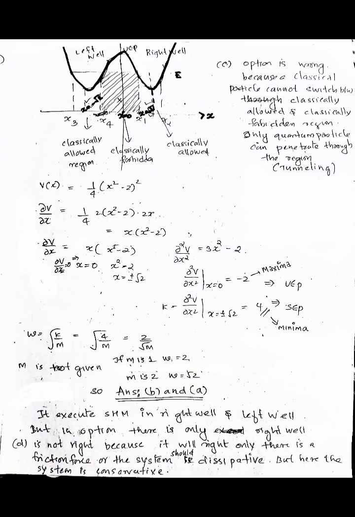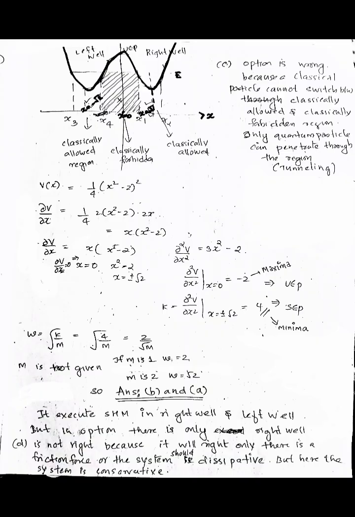So if we take the value of m as 1, we get omega as 2. And if we take the value of m as 2, then omega is equal to square root of 2. So both options can be possible, that is, option A and option B are right, because it executes SHM in the right well and left well. But the option only mentions the right well, and option A and option B are right because the value of m is not mentioned. If it is mentioned that the value of m is 1, then omega is equal to 2, and then only option B is right.